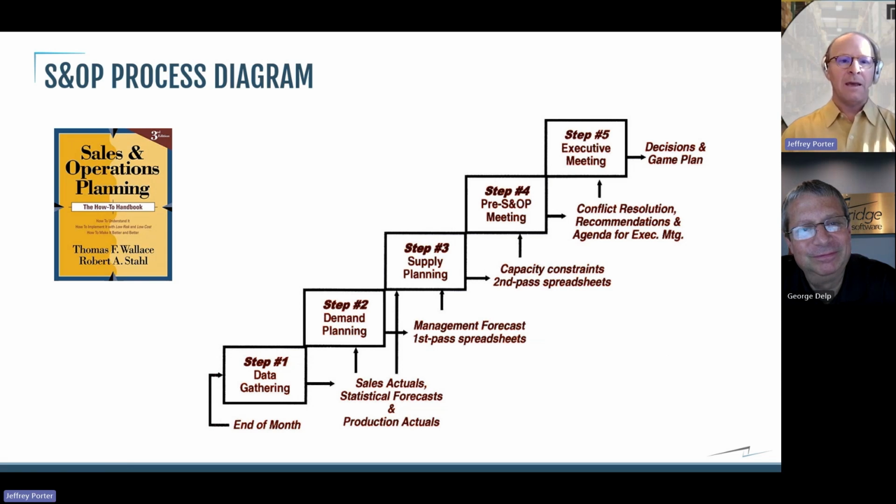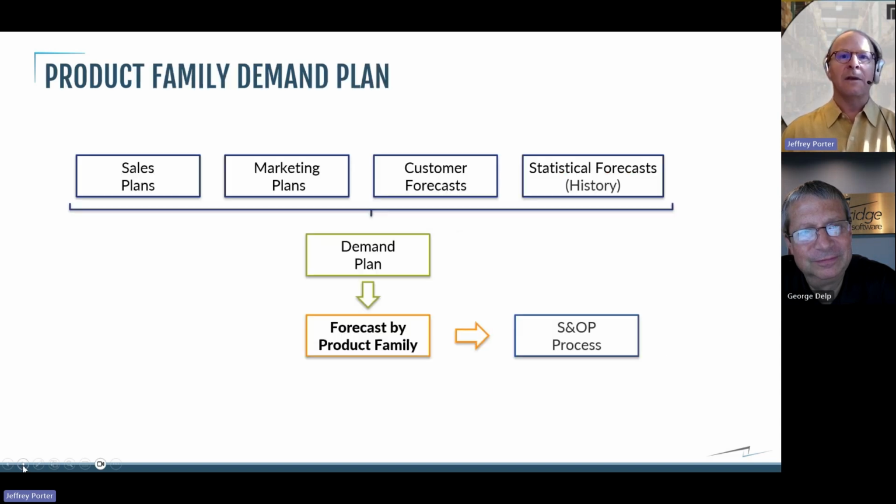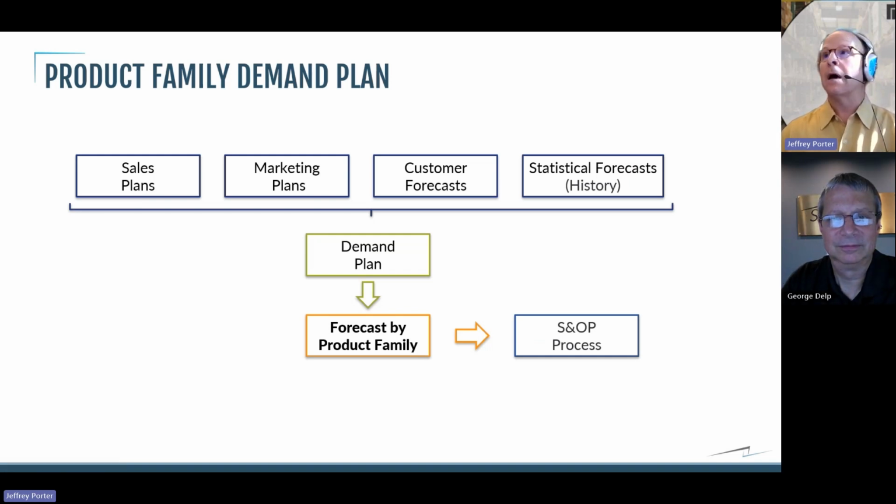I have some of the key elements in here, and oftentimes this isn't how people operate, but if you have thoughts on getting into an S&OP process, I would tell you a product family demand plan is probably a really good place to start. So when we create that demand plan, which is right after step number 1, data gathering, we need a sales plan. By the way, this is likely coming together in revenue. We need a marketing plan, likely revenue-based.